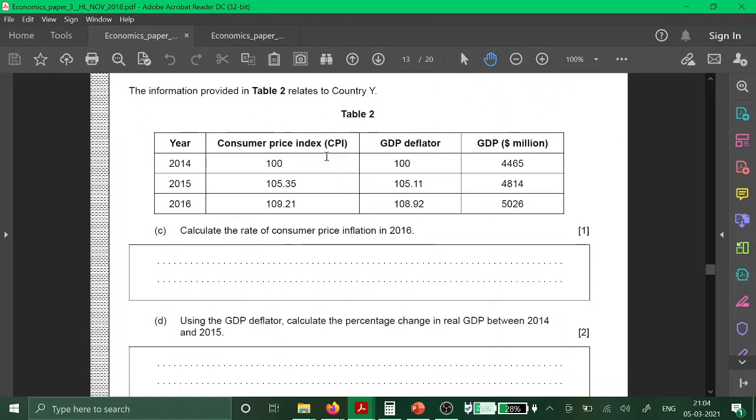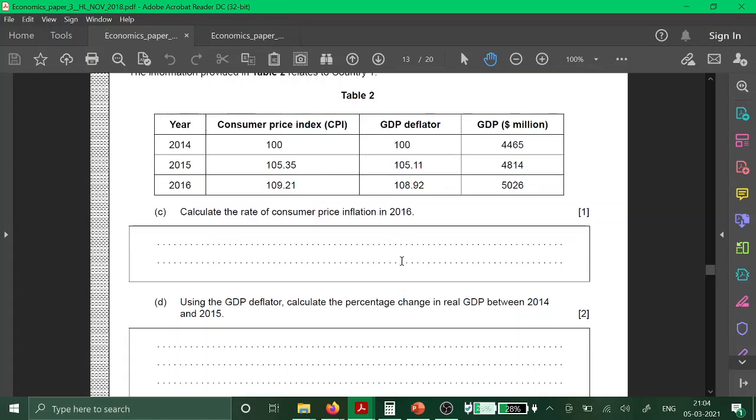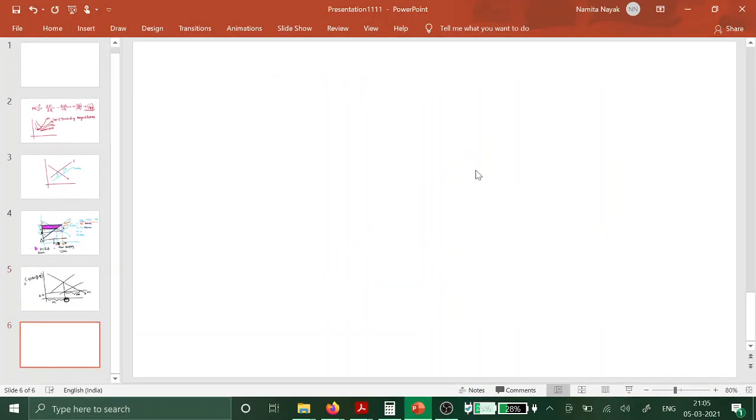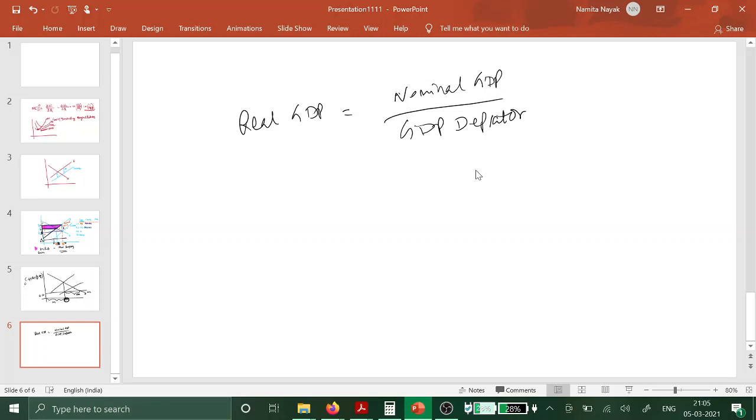Then this one, question 3, table 2, inflation. First of all, you have to find out the real GDP. You have been given this nominal GDP. You know the difference between nominal and real GDP, right? Yeah, I learned about it. So there is a relation between nominal GDP and the price deflator. Your real GDP will be nominal GDP divided by GDP deflator, then times 100.